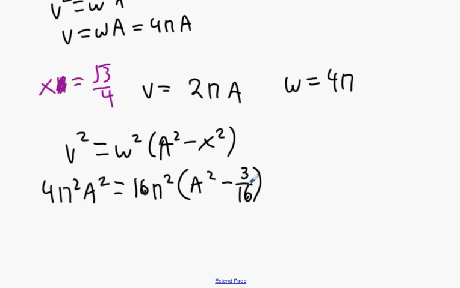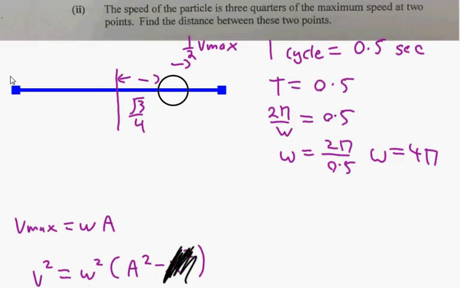Then the omegas cancel. Oh, sorry, the pi squareds cancel. I'm going to isolate what A is. Would everybody be okay with finishing off how to find A from that equation there? Just a standard quadratic. Okay? What you're going to find is that A equals 0.5 of a meter. Everybody right with that? Now, you go back to the top.